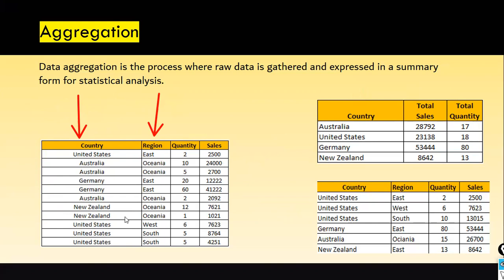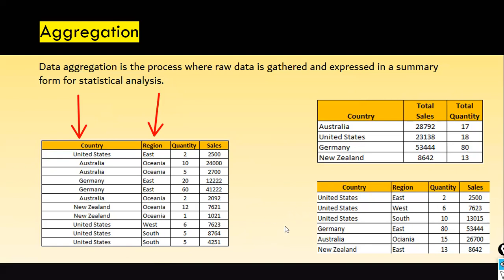So in that case, what happens is, in the United States, if you see the country and region, in the South region we could see two records. You want these to be aggregated. So at the end of the day, you want only one record, like United States South, and add these two values. That is what we can see here.